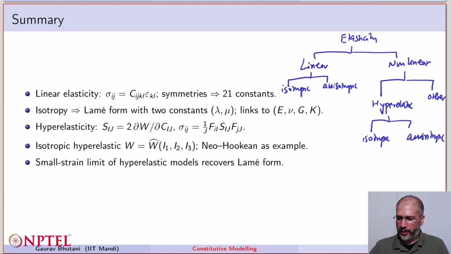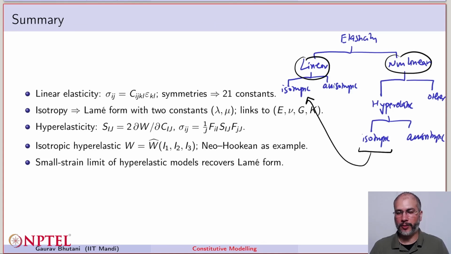Now, what differentiates linear and nonlinear is that for finite strain situations, we tend to use nonlinear models. But for small strain situations, a nonlinear model will boil down to a linear model, which is what we saw when we discussed the Neo-Hookean material, which was an isotropic hyperelastic material, and we applied the small strain situation for it. So this boiled down to the same linear isotropic constitutive model.